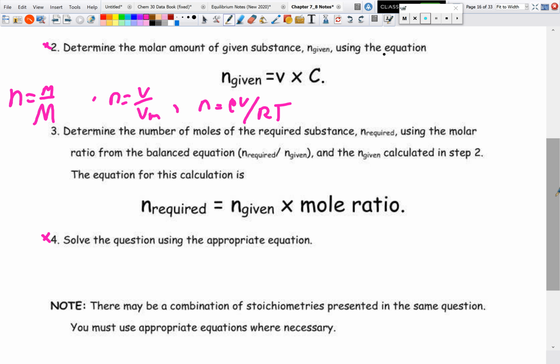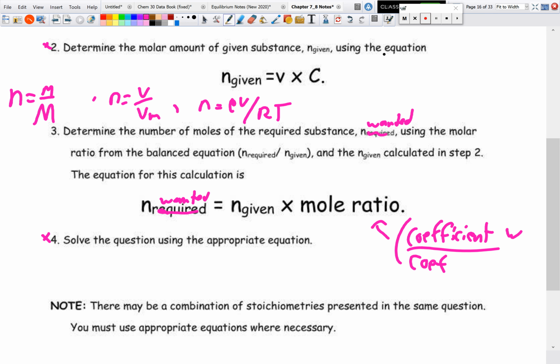Now step 3, determine the number of moles of our required substance, or our wanted substance. So this is going to be the same as always, where the number of moles of our wanted is just the number of moles given times our mole ratio. And remember, mole ratio is the coefficient of our wanted over the coefficient of our given. And then of course step 4 is going to be solve using the appropriate equation.